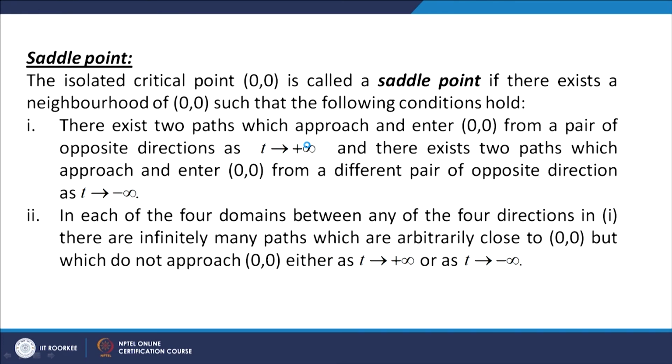Now let us discuss the saddle point. The isolated critical point (0, 0) is called a saddle point if we can find a neighborhood of (0, 0) such that the following conditions hold. There exist two paths which approach and enter (0, 0) from a pair of opposite directions as t goes to plus infinity, and there exist two paths which approach and enter (0, 0) from a different pair of opposite directions as t goes to minus infinity. In each of the four domains between any of the four directions in one, there are infinitely many paths which are arbitrarily close to (0, 0), but which do not approach (0, 0) either as t goes to plus infinity or as t goes to minus infinity.